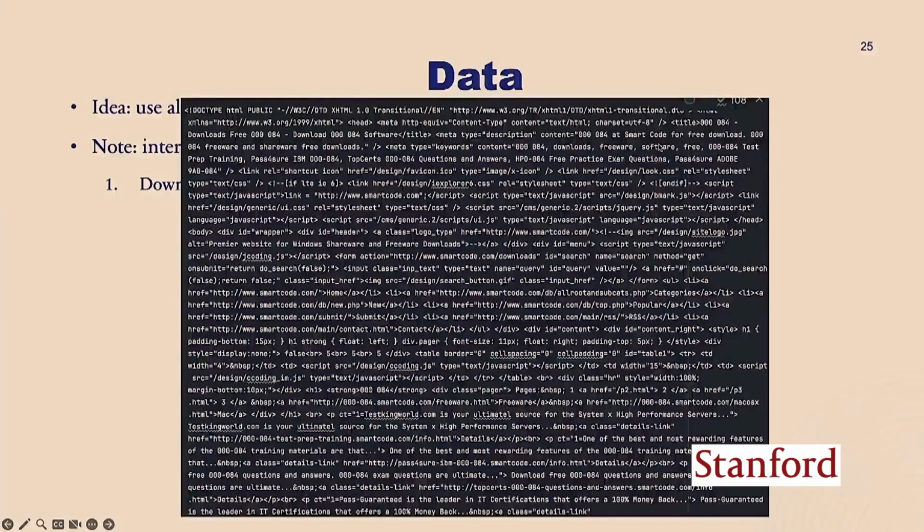Once you have this, this is a random web page, literally random from Common Crawl. What you see is that it really doesn't look like the type of thing you would usually see. This is an HTML page. It's hard to see, but if you look through, you will see some content. For example, here, Test King World is your ultimate source for the System X high performance server, and then you have 3 dots, so the sentence is not even finished. That's how random the internet looks. So of course, it's not that useful if you just train a large language model to generate things like this.